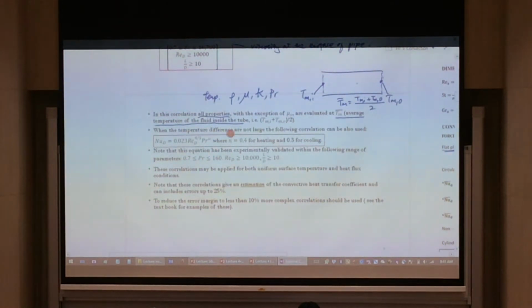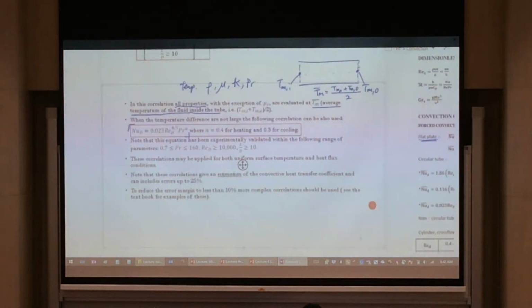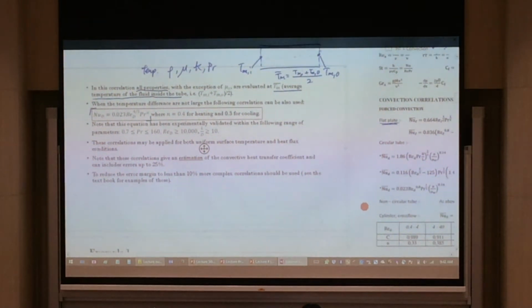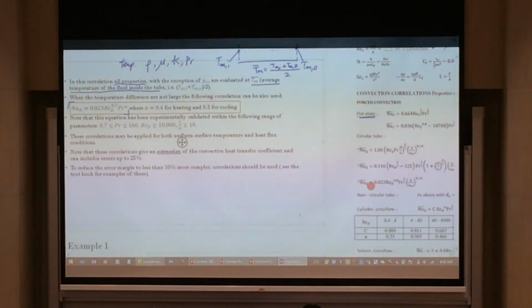Now, the temperature difference is not large. When the temperature difference is not large, the following relationship may be used, and this refers to the temperature difference between your inlet and your outlet. If they are not large, then you'll be using the following Nusselt number expression. This expression is actually very close to what you could see in your exam data booklet.